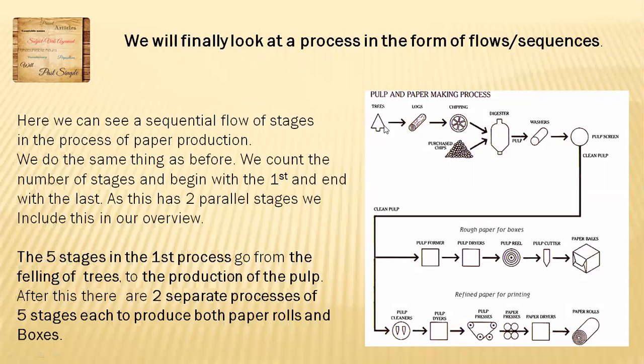So trees, they have to be felled. So 1, 2, 3, 4, 5. And then it becomes the pulp. So this isn't a stage because all of this is the state. All of these, 1, 2, 3, 4, 5 are the stages that produce this. Okay. Then we have another 1, 2, 3, 4, 5, 6. Okay.